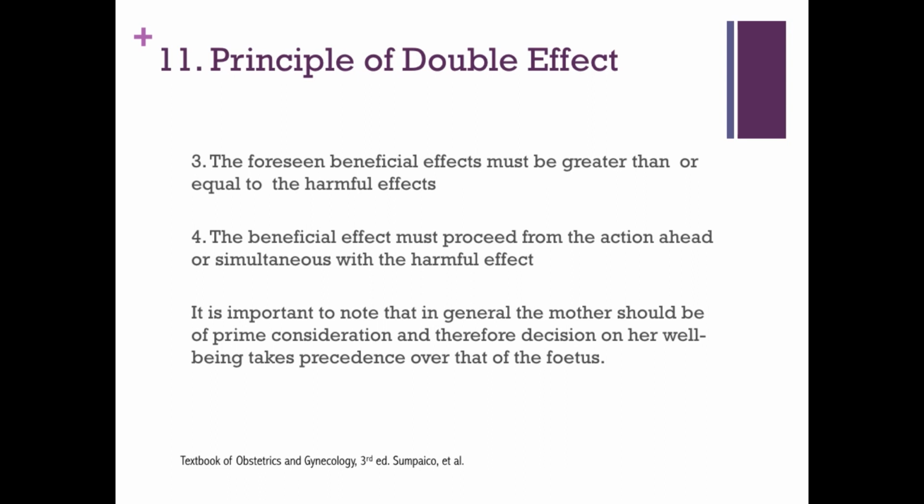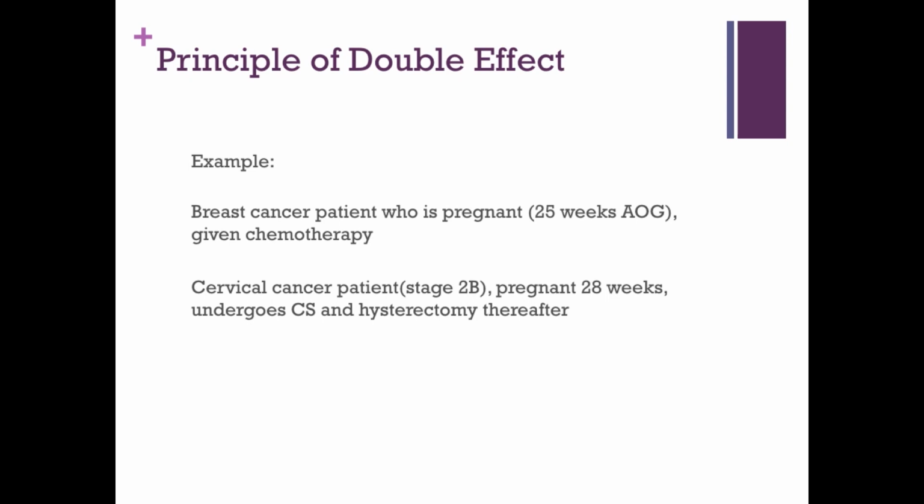It is important to note that in general, the mother should be of prime consideration, and therefore decisions on her well-being take precedence over that of the fetus. Some of the best examples under the principle of double effect are the following. So first is a pregnant patient at 25 weeks AOG who has breast cancer stage 3 or stage 4 and has to be given chemotherapy. Of course, in these cases, we have to give chemotherapy for this breast cancer patient without delay, even though we know that there are detrimental effects on the fetus because of chemotherapy.